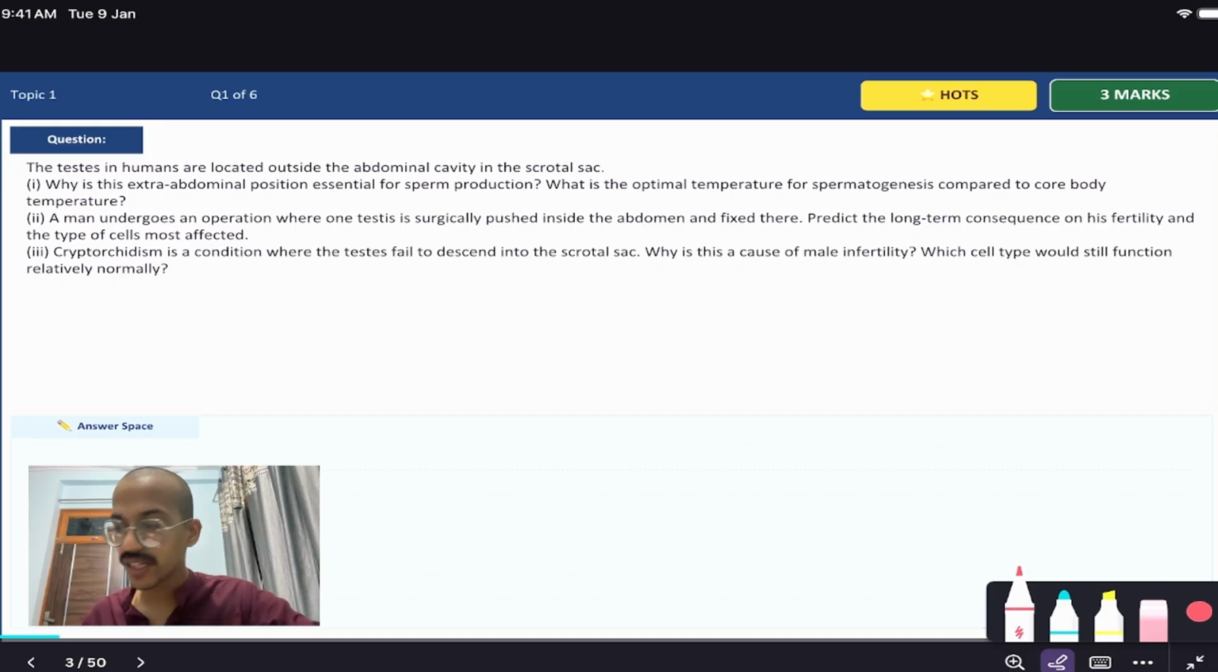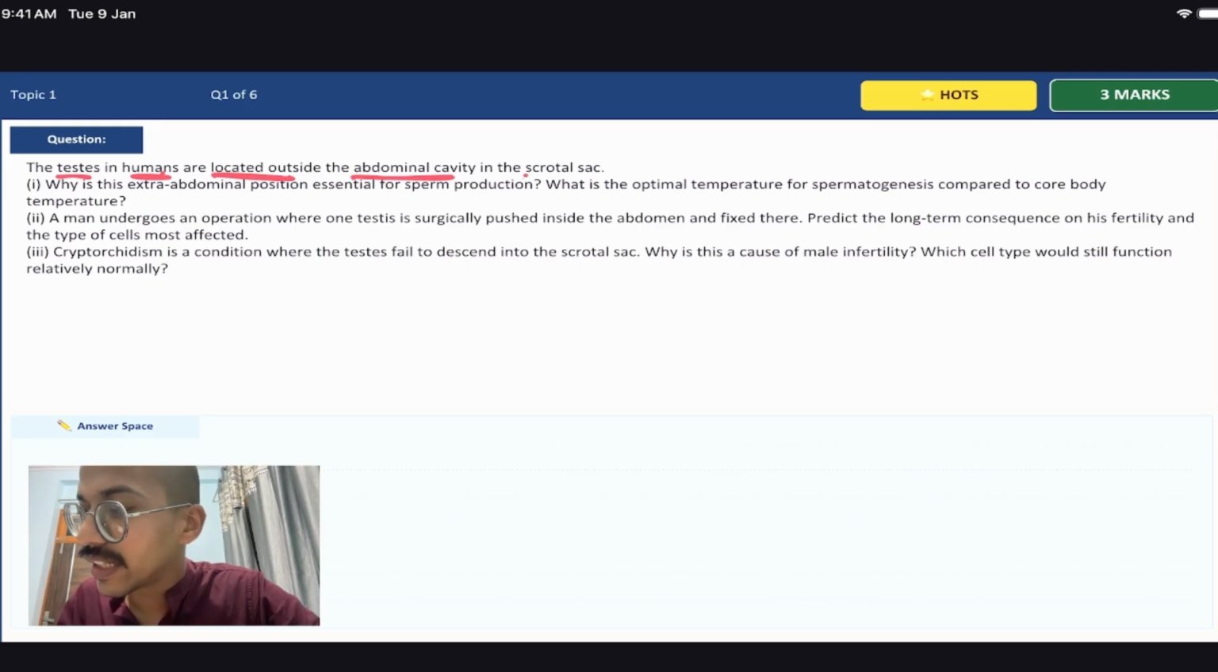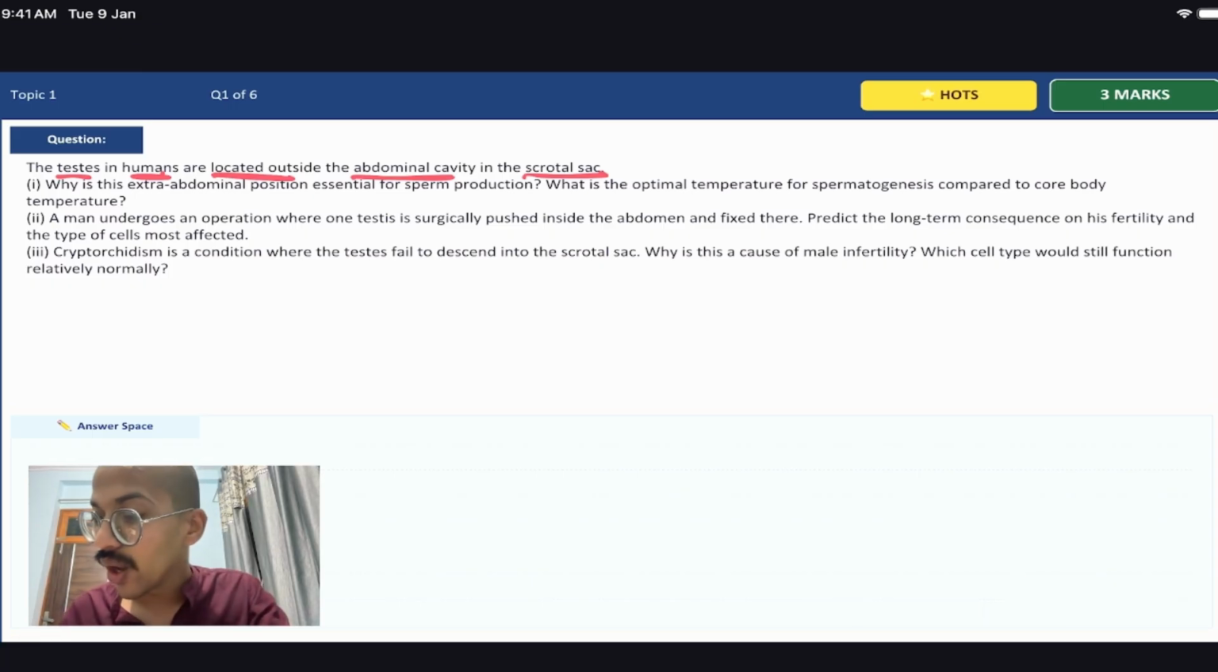The first question is that the testes in humans are located outside the abdominal cavity in the scrotal sac. Yes, that is true. Why is it present? So that it can help in the spermatogenesis process, because sperm formation can take place at 2 to 2.5 degrees less than the body temperature. On the basis of the given text, why is this extra-abdominal position essential for sperm production?